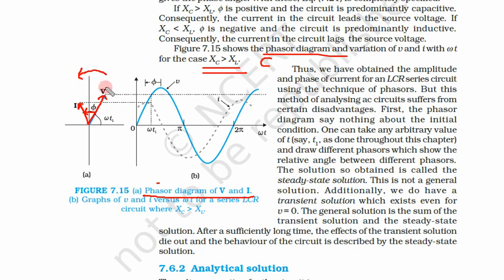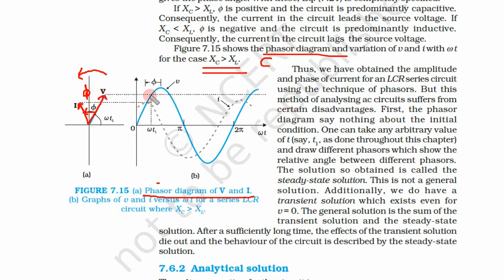As we see, this current is in anti-clockwise direction, that means current is ahead of voltage with phase angle of phi, and we have already seen what is the value of phi. Phi is tan inverse XC minus XL upon R.